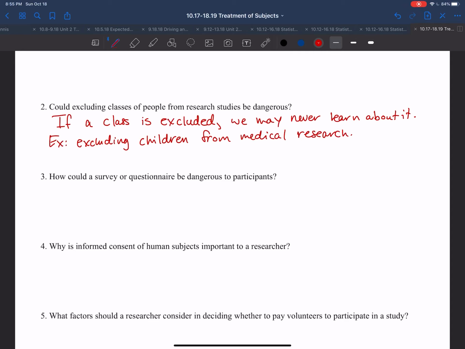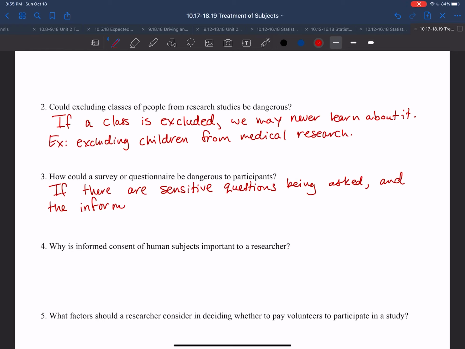So we could say if there are sensitive questions being asked, and the information is breached, these people could suffer.